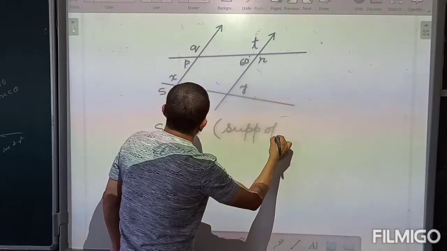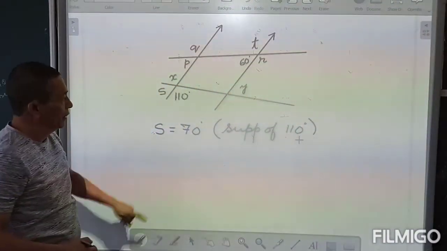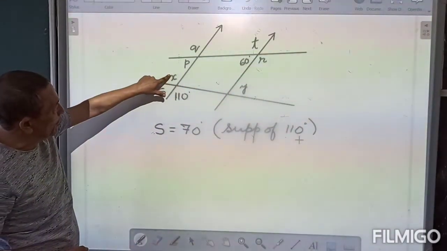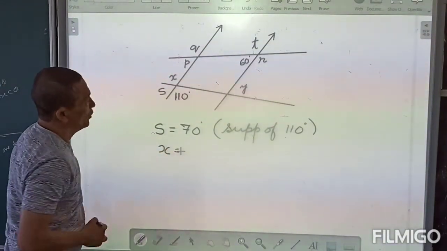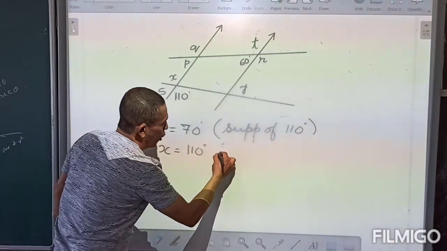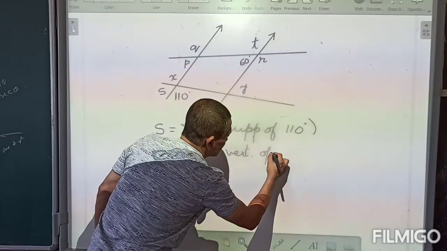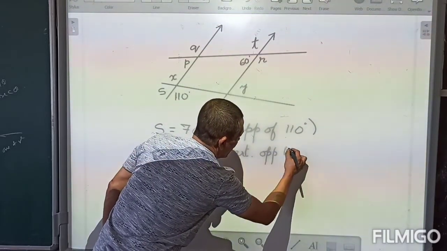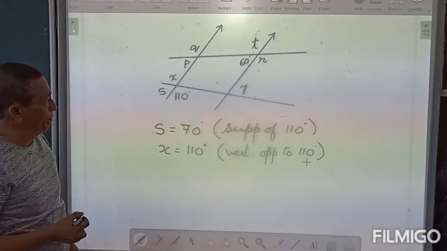of 110 degrees. I can compare 110 with x. So x will be equal to 110 degrees because it is vertically opposite to 110 degrees and vertically opposite angles are equal.